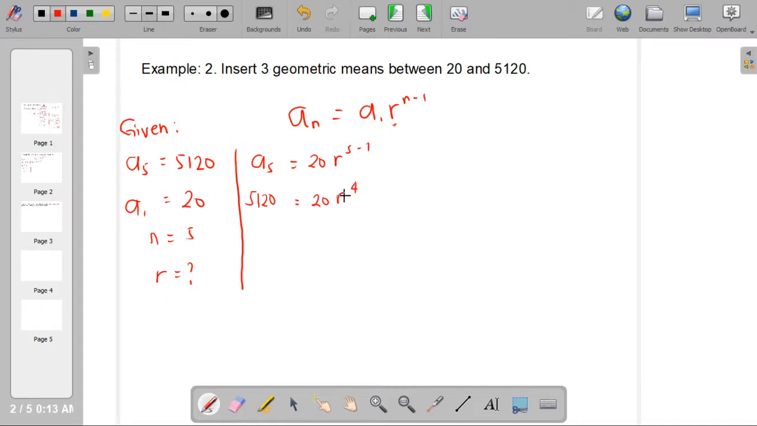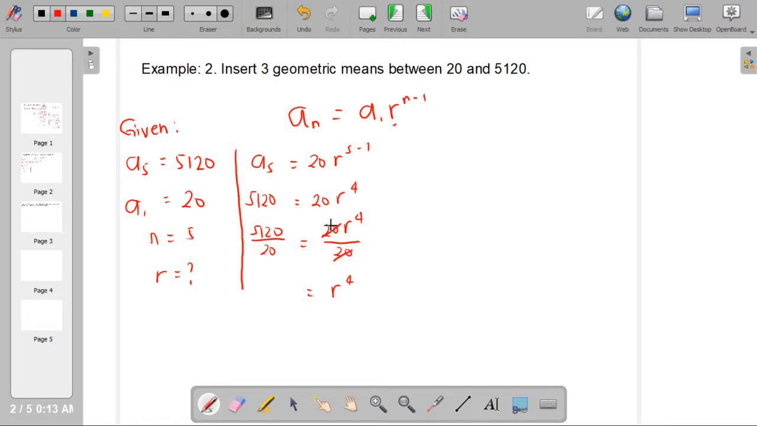Now, we want to find the value of r in here, diba? So we don't need this 20 here. So what are we going to do in here? We're going to divide both sides by 20. No? By 20 there. And also we're going to divide this side of the equation by 20. The purpose for that is to eliminate this 20. So what remains on the right side of the equation is r to the exponent of 4.